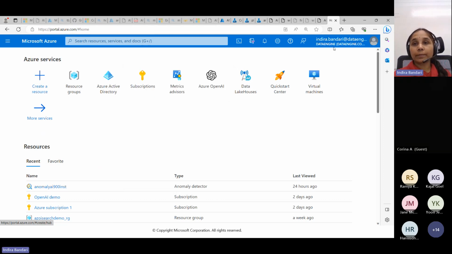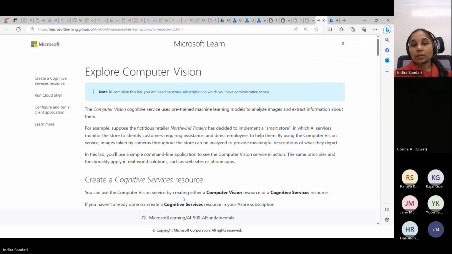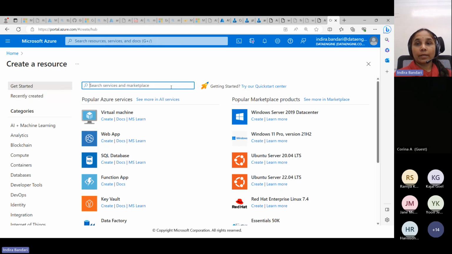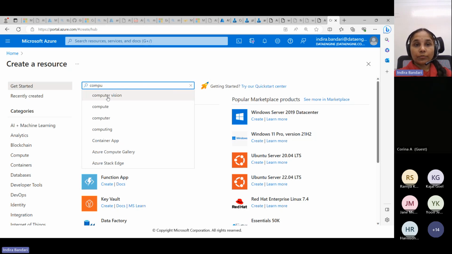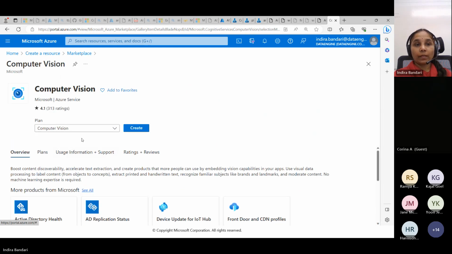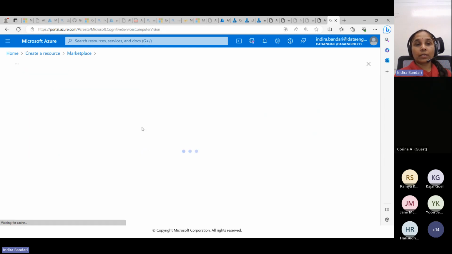Okay. So now what we will do is we will create a service. What service are we going to create? We are going to create a computer vision service. So the first step is click on create a resource and search for computer vision. Click on the very first one, computer vision. This is how pretty much every resource is created in Azure, so it's easy.